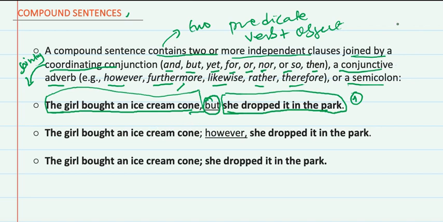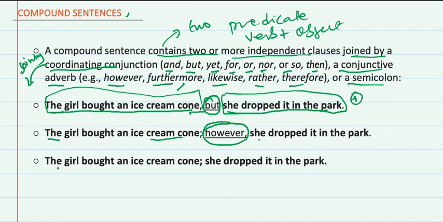So in an essay, if you are writing, you should know that when you write two sentences and you use words like and, but, yet, for, or, nor to join two sentences together, you are writing compound sentences. Another example is the girl bought an ice cream cone. However, she dropped it in the park. So this however is joining the two sentences to make a compound.